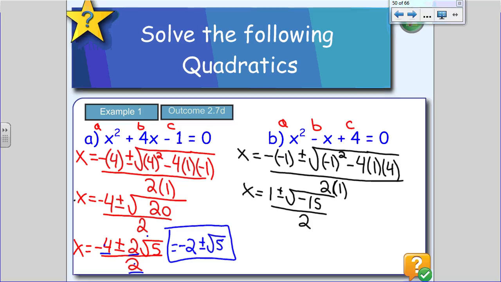Are you allowed negatives under the root signs? No, we've run into this problem before, haven't we? What happens if you have a negative under the root sign? It means there's no solutions. So if you have a negative underneath the root sign, that's not possible. So that means there's no value of x that would make this thing work. That means there is no solution. It's not possible.